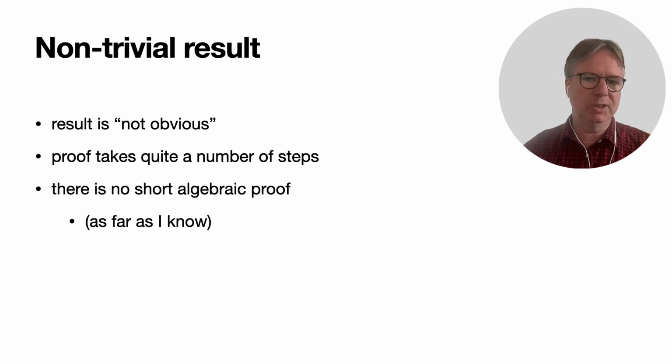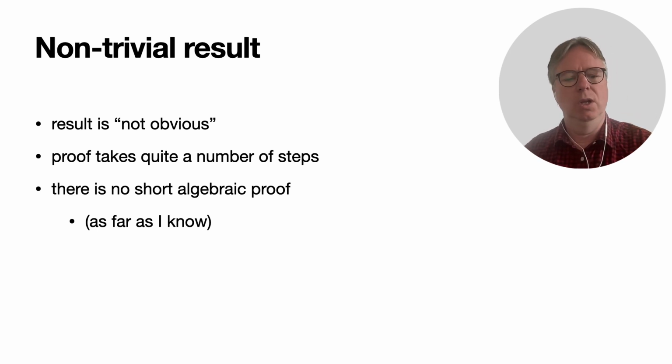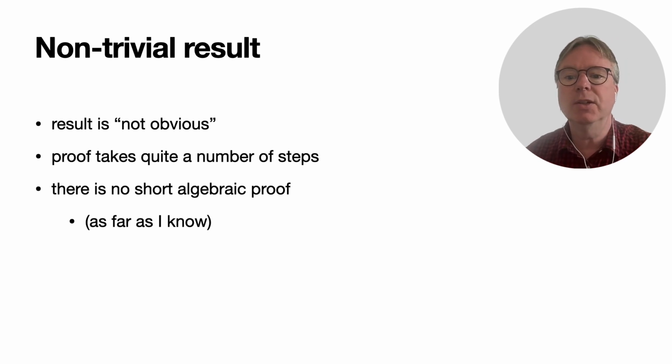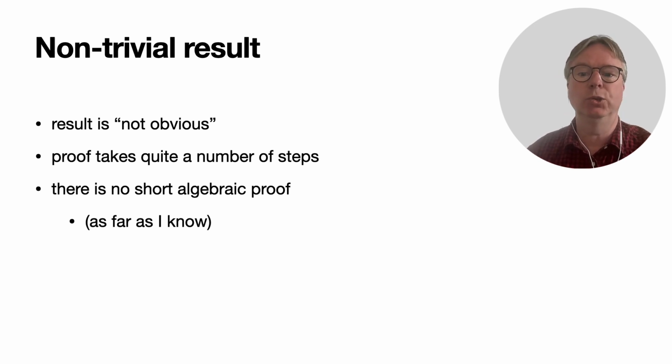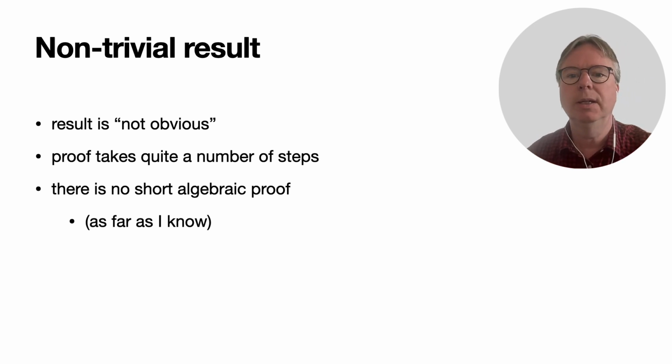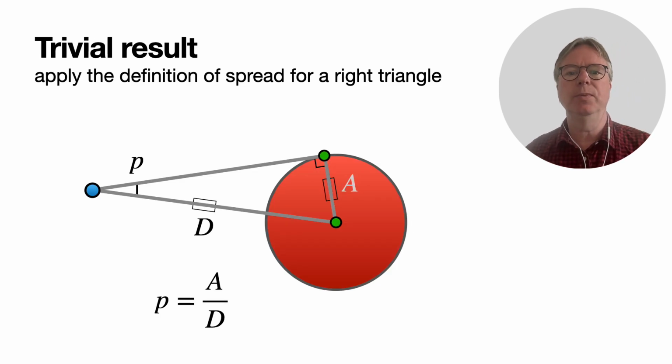Mathematicians talk about this when results are not obvious. So when a proof takes quite a number of steps, as we've seen. And there is no, as far as I know, no short algebraic proof of like one line or something. And I'll give you a counterexample that I've taught in another lesson.